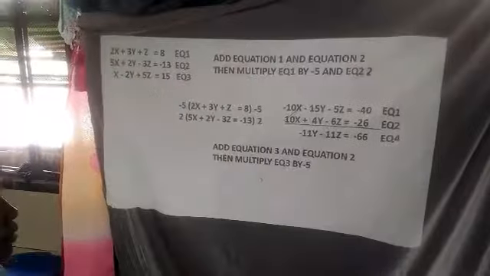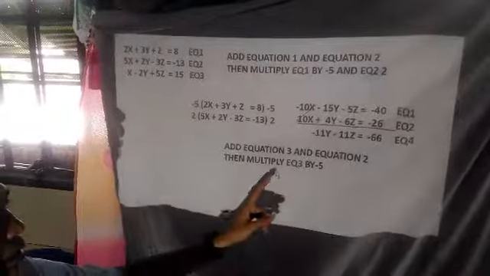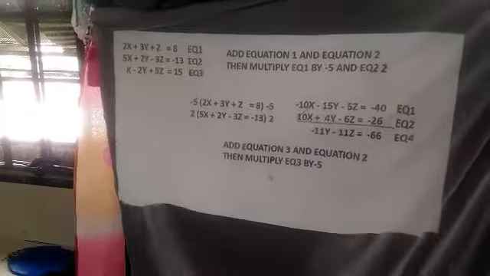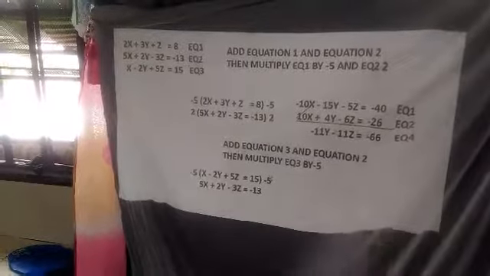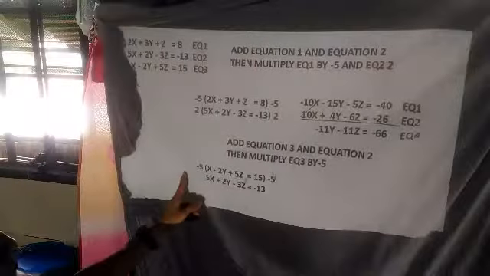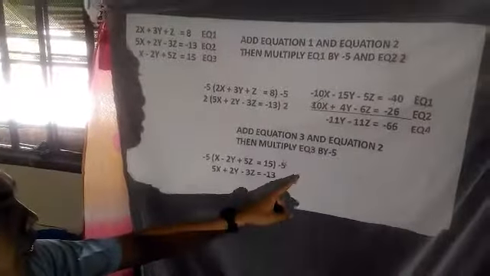So we have now equation 3 and equation 2. Then multiply equation 3 by 5, so we can also cancel the x between equation 1 and equation 2. So multiply both sides of equation 2 by negative 5.